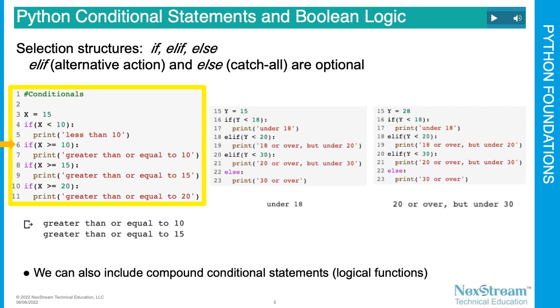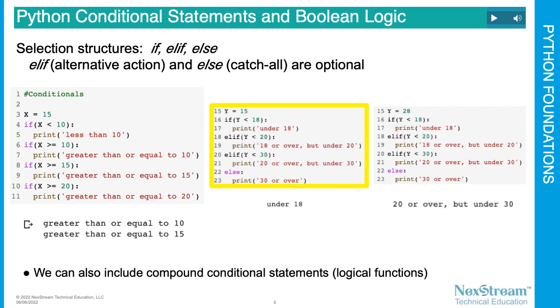Here, 15 is greater than or equal to 10, so we print out the message and proceed to the next statement. Here, 15 is greater than or equal to 15, it's equal in this case, so we print out the message here as well and proceed to the next statement. Here, 15 is not greater than or equal to 20, so we don't execute its message.